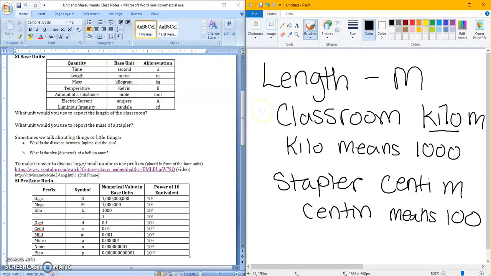All right, so if you chose meter, you are correct. Length is always measured in meters. And then since our classroom is pretty big, we might measure it in kilometers, which is a bigger measurement of meters, a bigger prefix. And for a stapler, we might use a centimeter because it's so short. So centi means 100, so it's a little shorter. And that way we can have some reasonable numbers. And we'll go over that a little bit later, like I said.